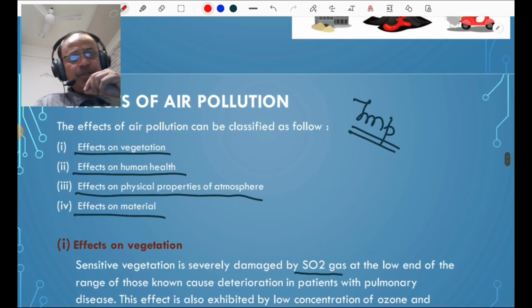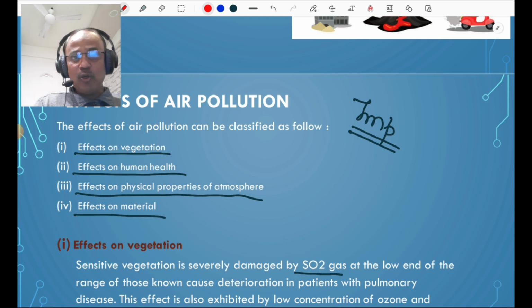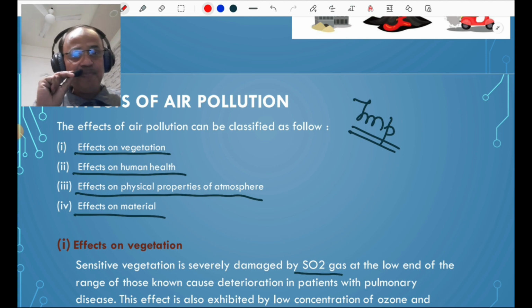Then, effect of air pollution. The effects of air pollution can be classified as follows. This is a very important and descriptive type of examination question, and this question is usually asked. Effect on vegetation, effect on human health, effect on physical properties of the atmosphere, and effect on materials.